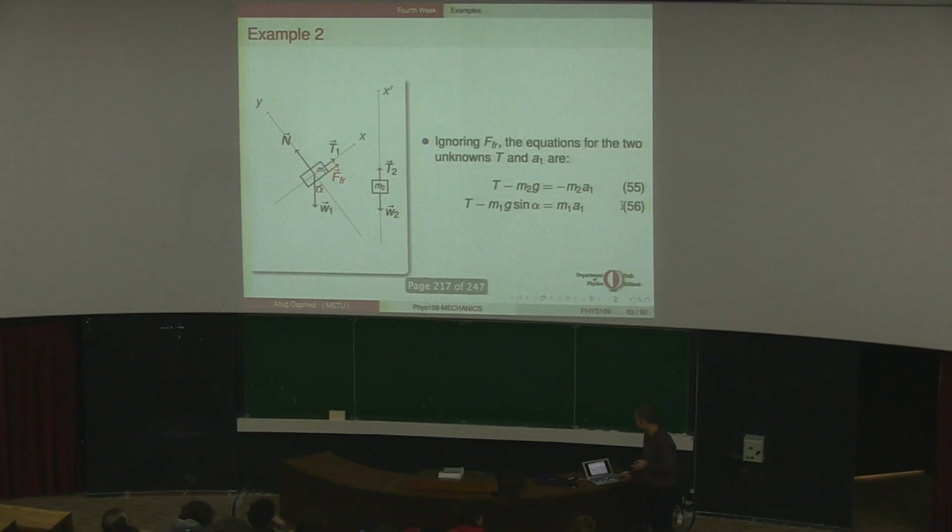Let's just ignore it. Then we have these two equations. This is the equation along the x prime direction. This is Newton's equation along this x direction. We have two equations, two unknowns, T and a1. We had, in fact, already solved this problem in the previous weeks. What you do is, we are interested in the acceleration, not the tension. If we are interested in the acceleration, I can just subtract this equation from this equation.